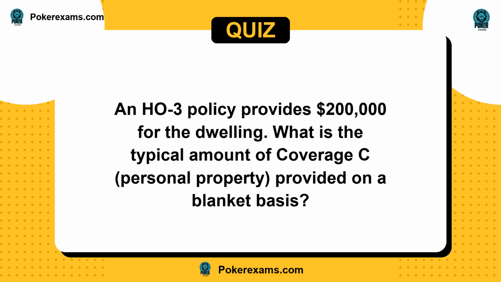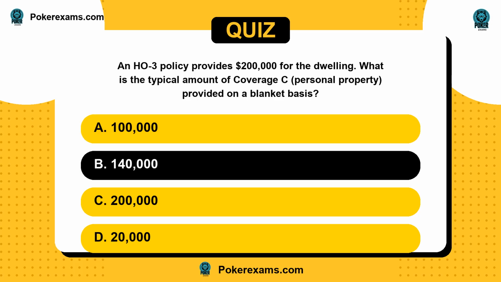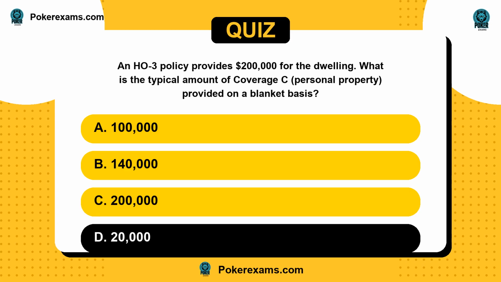Next question. An HO3 policy provides $200,000 for the dwelling. What is the typical amount of coverage C, personal property, provided on a blanket basis? Is it A, $100,000? Or B, $140,000? C, $200,000? Or D, $20,000?